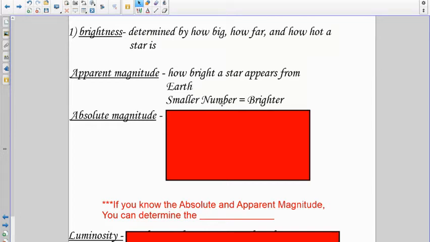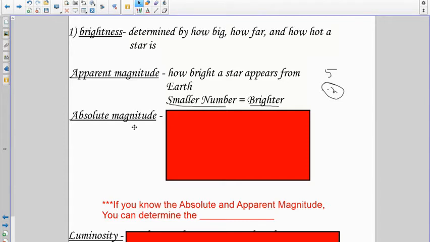This is a really annoying thing, but a really important thing. The smaller the number, the brighter it is. Okay. So if I had an apparent magnitude of 5 and an apparent magnitude of, say, -2, the -2 is brighter. Okay. So negative numbers are really bright, and the more positive the number, the dimmer it is. Same holds true for absolute magnitude.